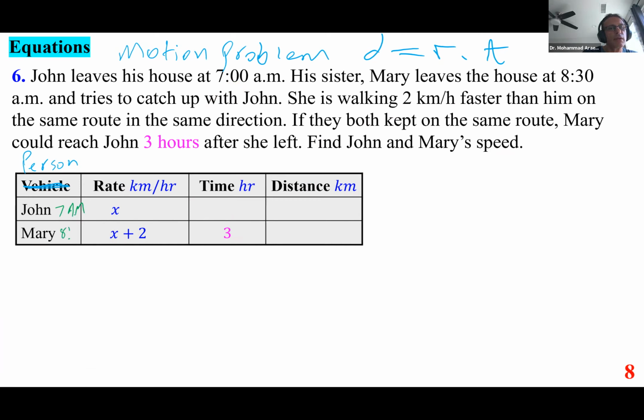Whereas Mary left at 8:30, the difference of 1.5 hours. So 3 plus 1.5, or 4.5, would be the timing for John. And they cover the same distance. So X times 4.5 is the same as X plus 2 times 3. That's the idea of D equals RT. Multiply these two columns, and now set them equal and you're done.